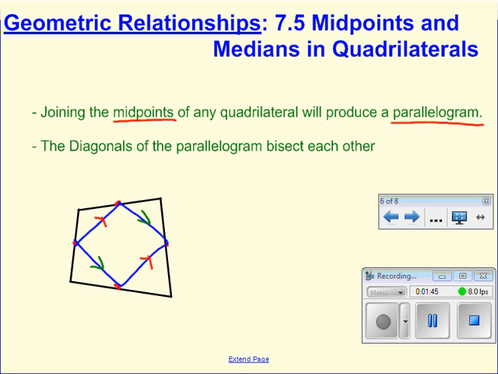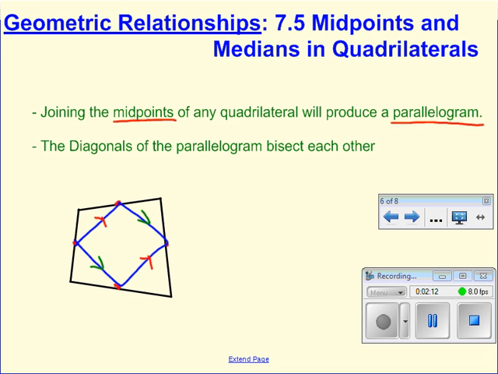As soon as you start connecting the midpoints, and I don't mean up and down like a cross, but in order like I did it, you're going to produce a parallelogram. So this is a geometric relationship that we have to keep in mind. Much like our triangle relationships, our angle relationships, and so on. For the most part, this unit has been about these relationships and what we can tell from them.